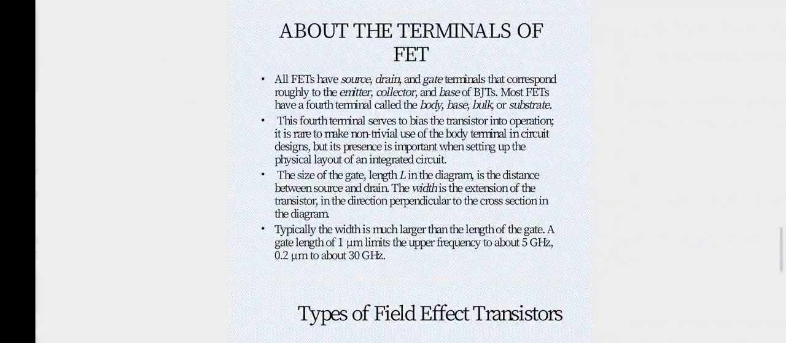The size of the gate length L in the diagram is the distance between the source and drain. The width is the extension of the transistor in the direction perpendicular to the cross section in the diagram. Typically, the width is much larger than the length of the gate. A gate length of 1 micrometer limits the upper frequency to about 5 GHz, and 0.2 micrometer to about 30 GHz.